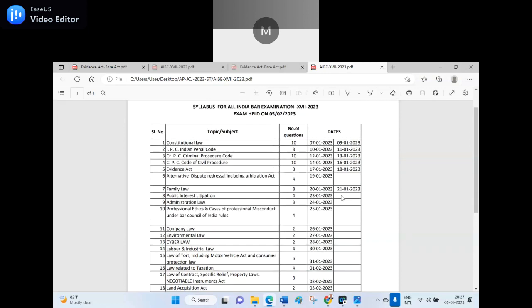And here I have given the schedule already. Constitutional law first, where the number of questions is 10. On 7th I will deal, on 9th I will deal. What about the 8th? 8th is Sunday. Sunday is a holiday. You can spend your time with your spouse if you are married, father, mother if you are not married, children, brothers, sisters, cousins and friends. Is it clear? Yes, sir.